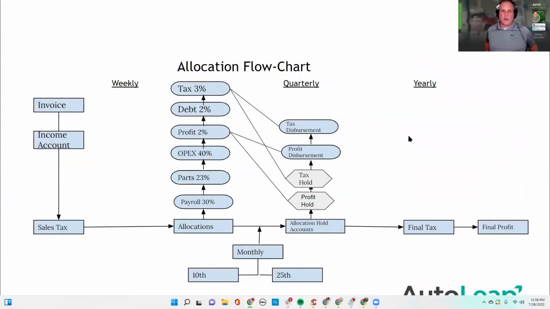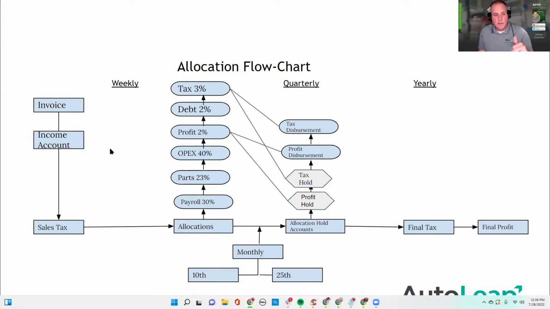If we have a flow chart that shows all these allocations and what this looks like from top to bottom, front to finish, I'm going to point this out to you and then I'm going to come back. So we've got things that we do weekly, things that we do quarterly, things that we do yearly. And then here in a minute, we're going to talk about how we pay our bills monthly. And we got the 10th and 25th.